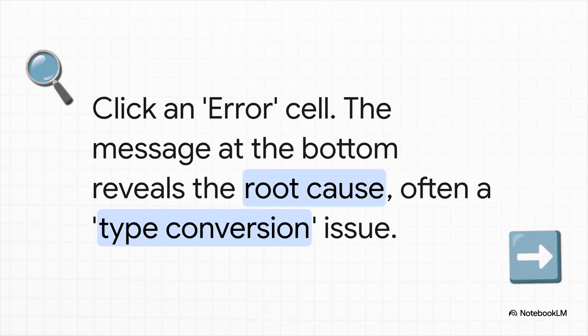Hey, when you find one of those cells that just says error, don't just delete it. Interrogate it. Click right on the cell. Down at the bottom, Power Query will tell you exactly what went wrong. And a lot of the time, the culprit is something called a type conversion issue, which is just a fancy way of saying some text snuck into a numbers-only column. And just like that, you know exactly what you need to fix.